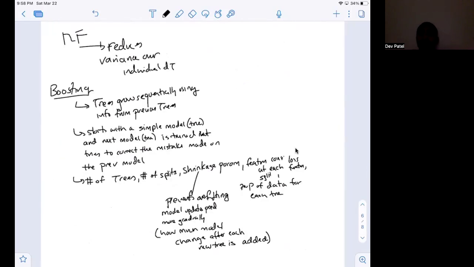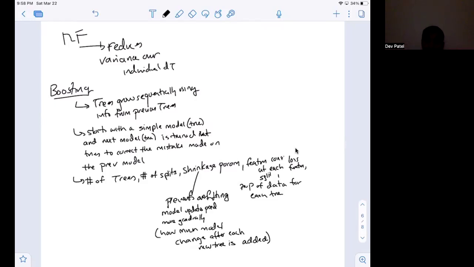Another thing is boosting. Boosting is another methodology where trees actually grow sequentially from the information from a previous tree. You start off with a baseline model, a simple tree, you make your predictions, then the next tree actually tries to improve upon the errors that the previous tree has made through the shrinkage parameter, through correcting the errors.